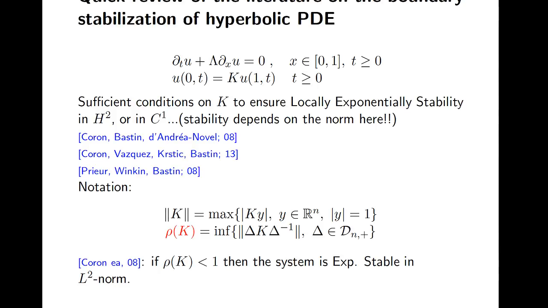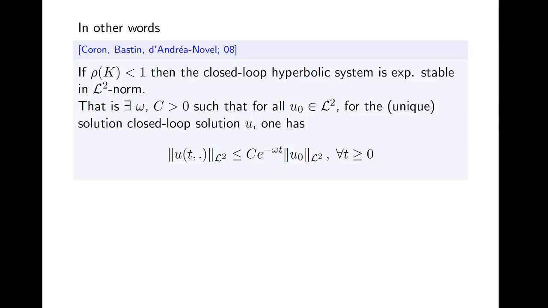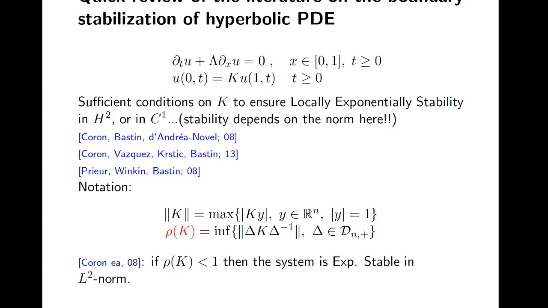And what is the D? Oh, sorry, I didn't specify. It's the set of diagonal positive definite matrices, n by n. Yeah. Okay. So here the equilibrium is zero. Right. Yeah, the system is homogeneous.